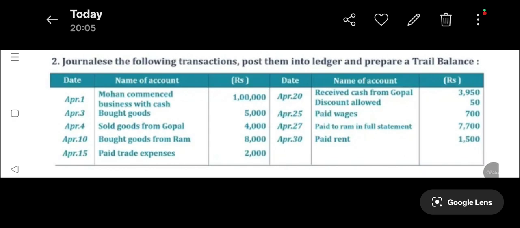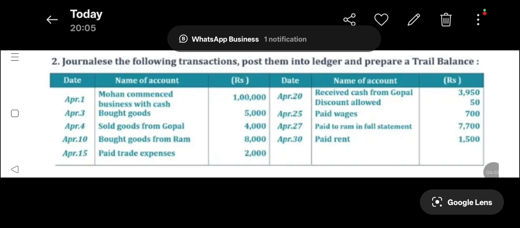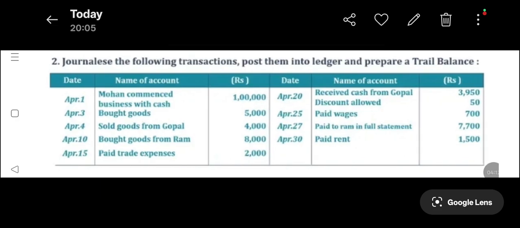Bought goods from Ram. Ram is a supplier, creditor. So usually it will be shown on the credit side of the trial balance, but here Ram account will be balanced off. Balanced off means debit total equals credit total. So it will not be taken in the trial balance. Trade expenses account is an expense, it will be on the debit side of the trial balance. Discount allowed to Gopal is a loss and shall be debited. Wages account is an expense, it will be shown on the debit side of the trial balance.